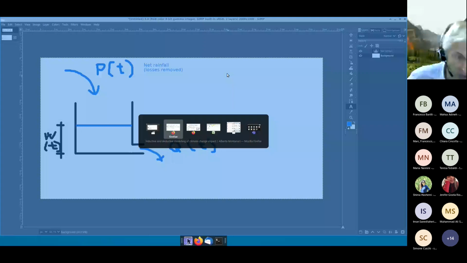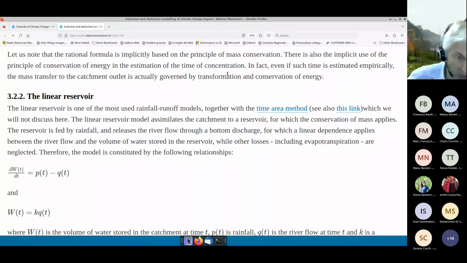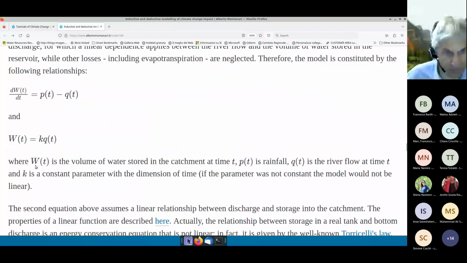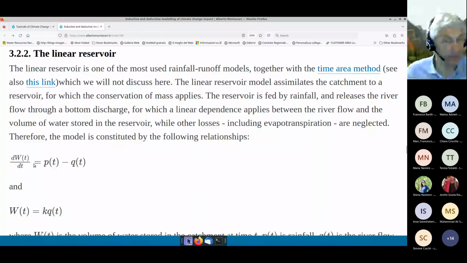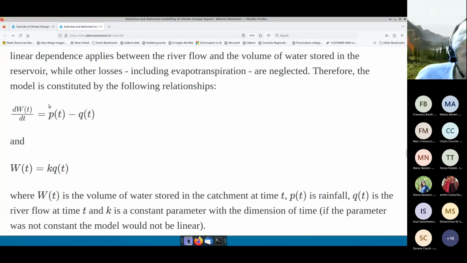Sorry, here. Rainfall P(t) minus Q(t) is equivalent to the change over time of W(t). This is a differential equation, okay, because it's an equation that describes the change in storage. If we are interested in describing the storage, then we need to integrate this equation, okay, perfect.